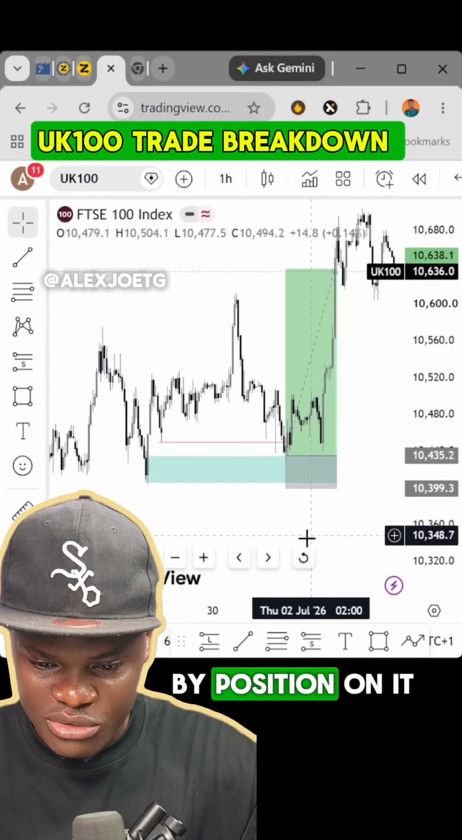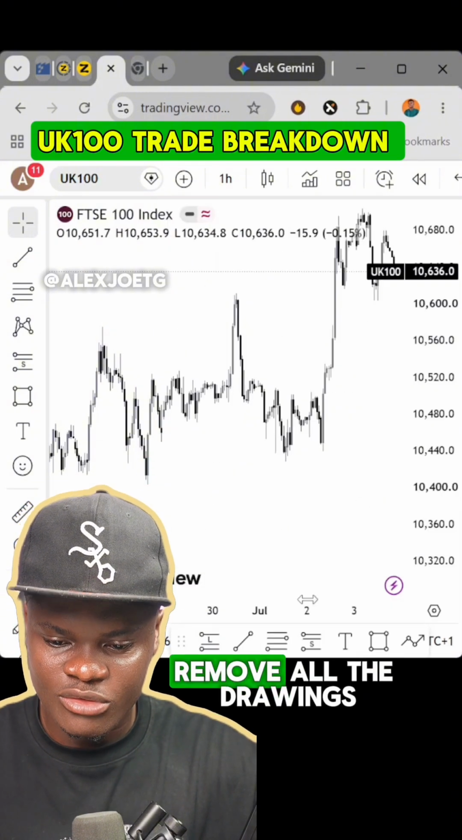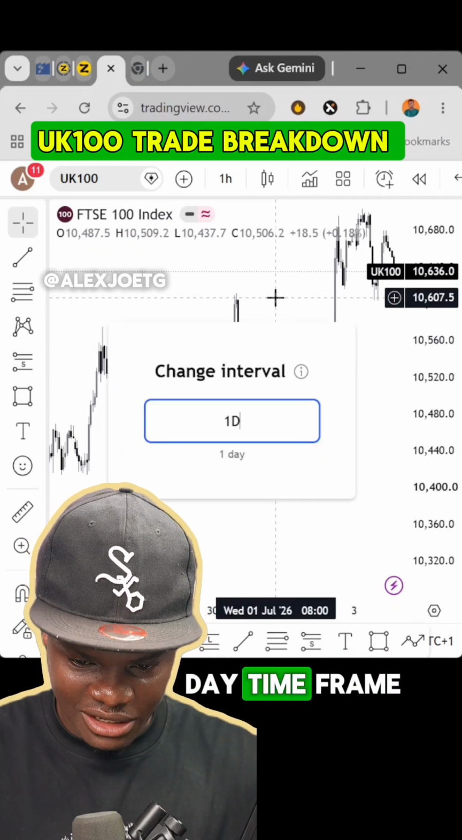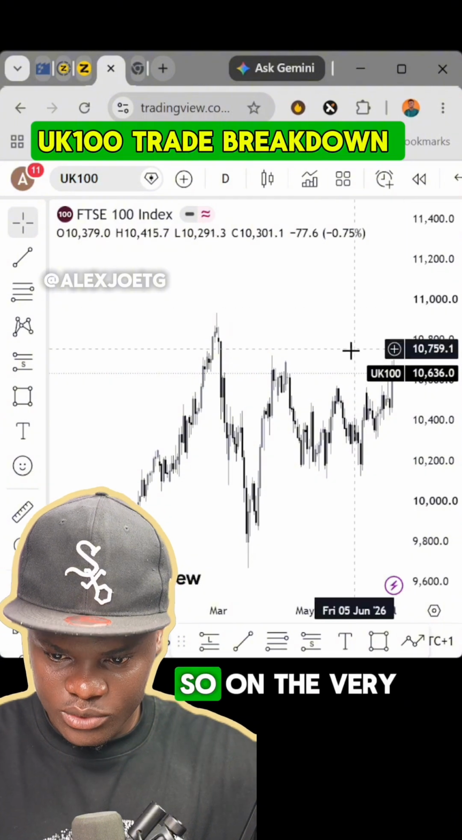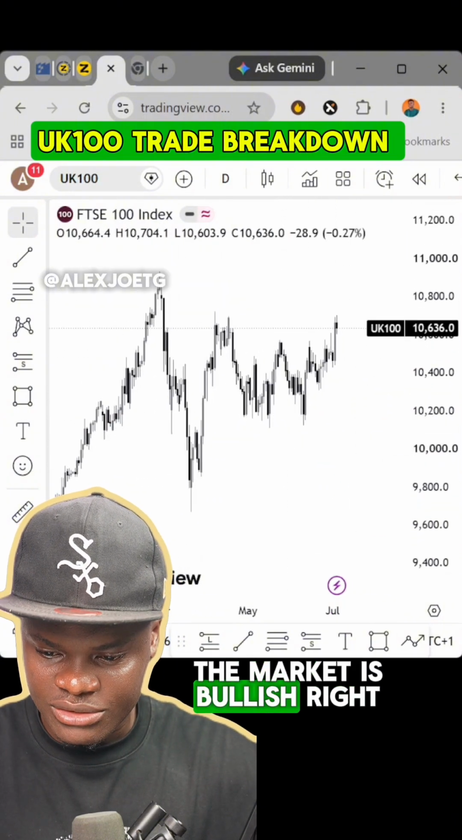So I call this buy position on it. Let me show you how I was able to get it. First and foremost, remove all the drawings and go to the higher time frame, which is your 1 day time frame. You can do 1 day, you can do 4 hour. On the very high time frame, we can see that the market is bullish, right?